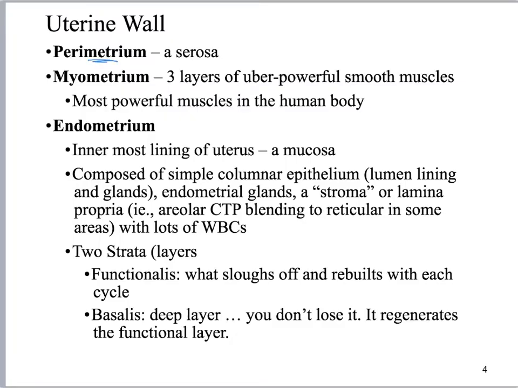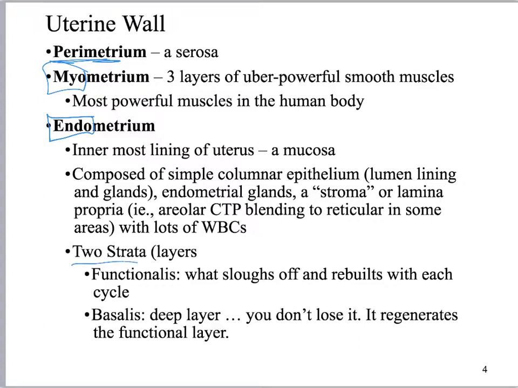So you've got the metrium, which is going to be the layers. Peri means outer or the outside, around. So the perimetrium is going to be the serosa, the serous membrane of the uterine wall. And then myo means muscle, so the myometrium is going to be the smooth muscle. You've got 3 layers. It is extraordinarily powerful, insanely strong. And then endo means inside. So this is the innermost lining.